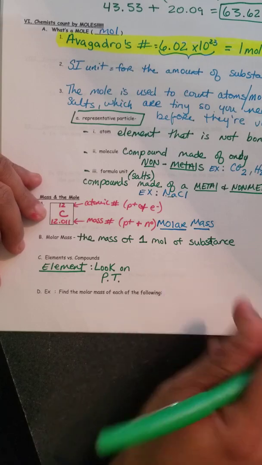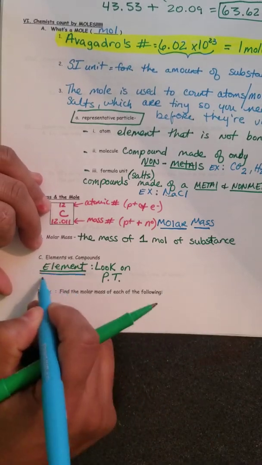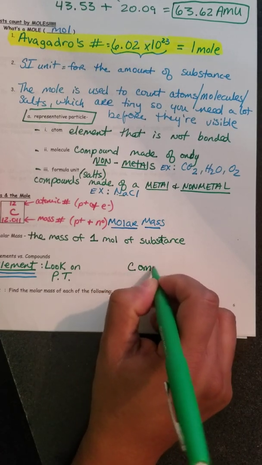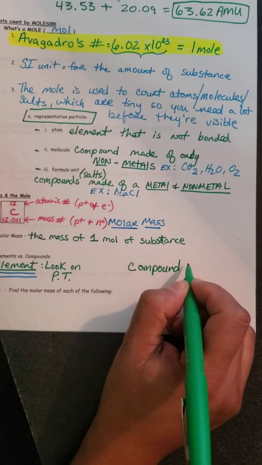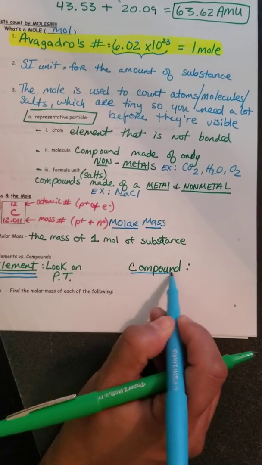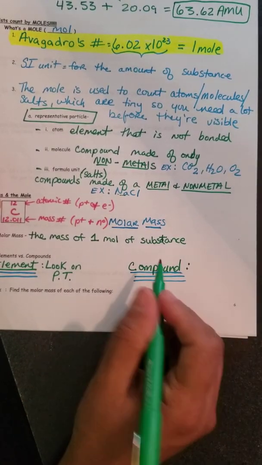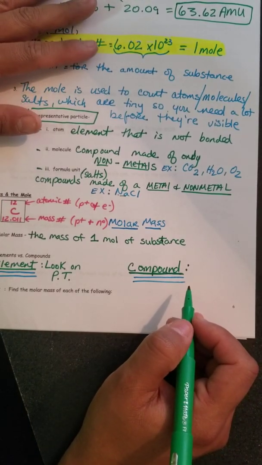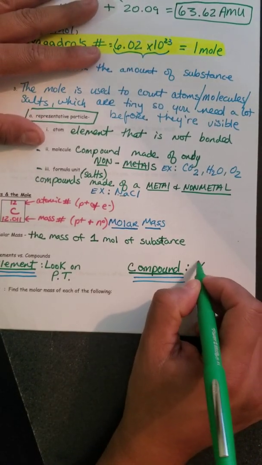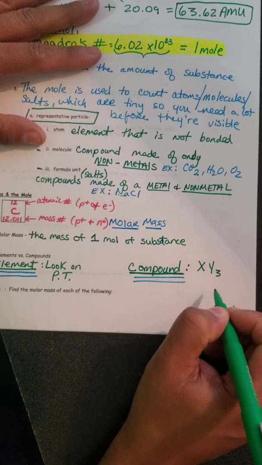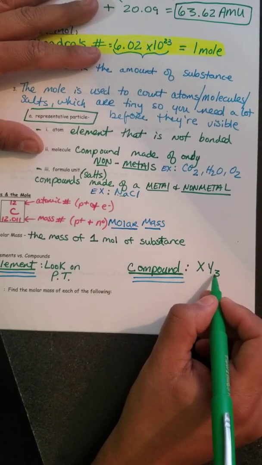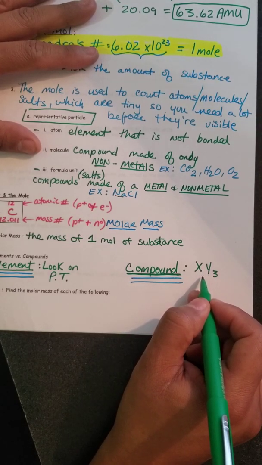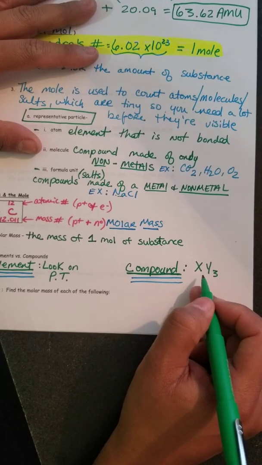So when we talk about a compound, again, whether it is a molecule or formula unit, let's just pretend we're going to call it X and Y. We're going to call Y 3. There's 3 Y's. That's the little number behind it. Is there a little number behind the X? No. But there is one. It's invisible. It's the number 1.